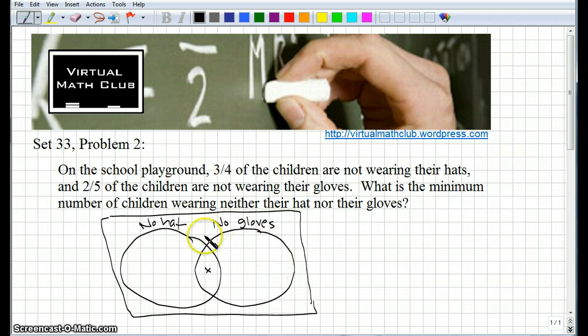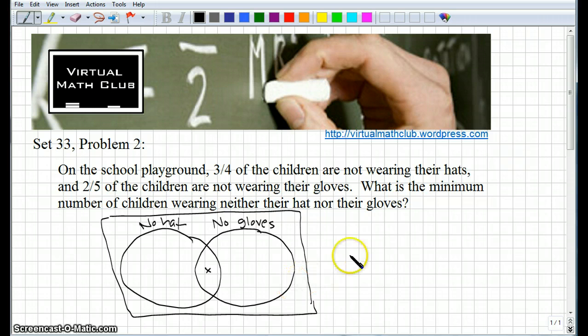And the kids will fall into one of these categories. They'll either have no hat, no gloves, no hat or gloves, or they might have both their hat and their gloves on, in which case they'd fall outside of the two circles but inside the box. Okay? So that'll help us organize our information.